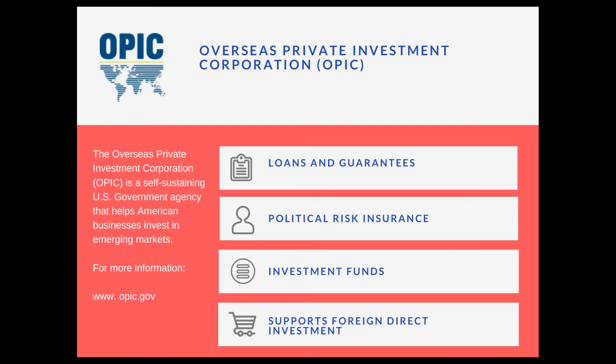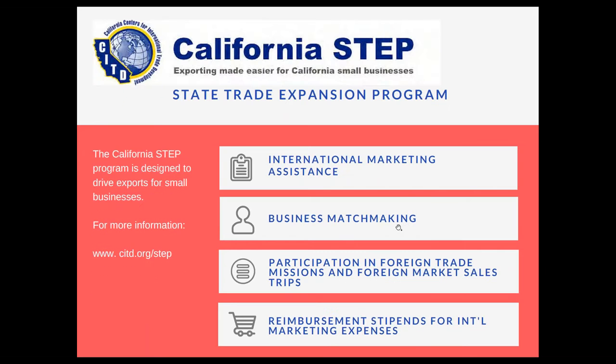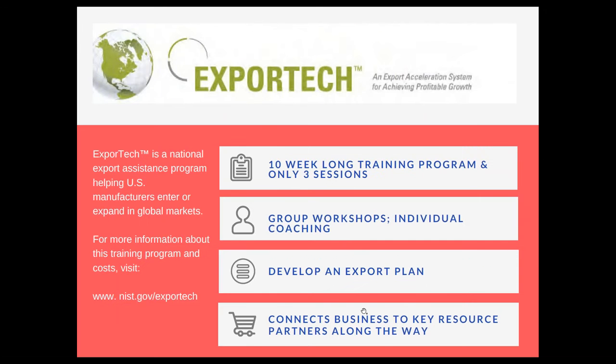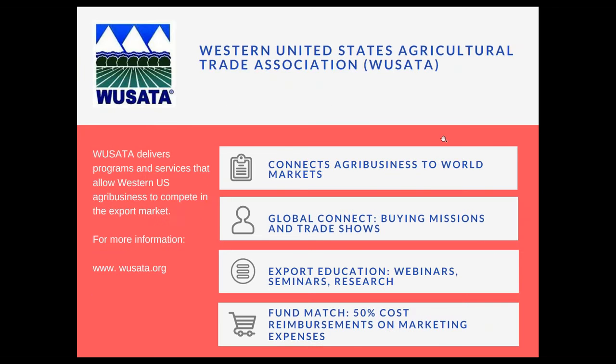The following three slides are specifically about the Export Expansion Resource Programs administered jointly by most of the state and federal resource partners we've just gone over. The first is the State Trade Expansion Program, also known as STEP. The purpose of the program is designed to drive exports for small businesses. The goals are simple. If you're exporting, we'd like to help your business export more. If you're not exporting, then we'd like to help you get started.